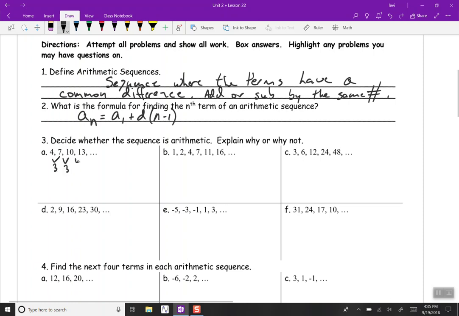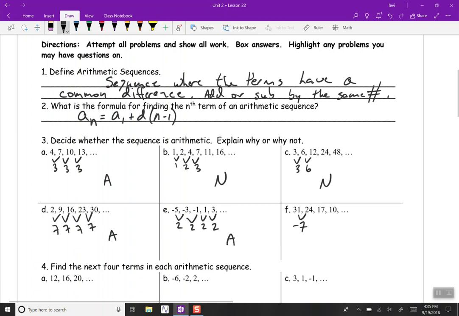Adding by 3, adding by 3, adding by 3, so that's arithmetic. Adding by 1, adding by 2, adding by 3, that's not arithmetic. Adding by 3, adding by 6, that's not arithmetic. Adding by 7 each time, that's arithmetic. Adding by 2 each time, that's arithmetic. Going down by 7, down by 7, down by 7, that's arithmetic.